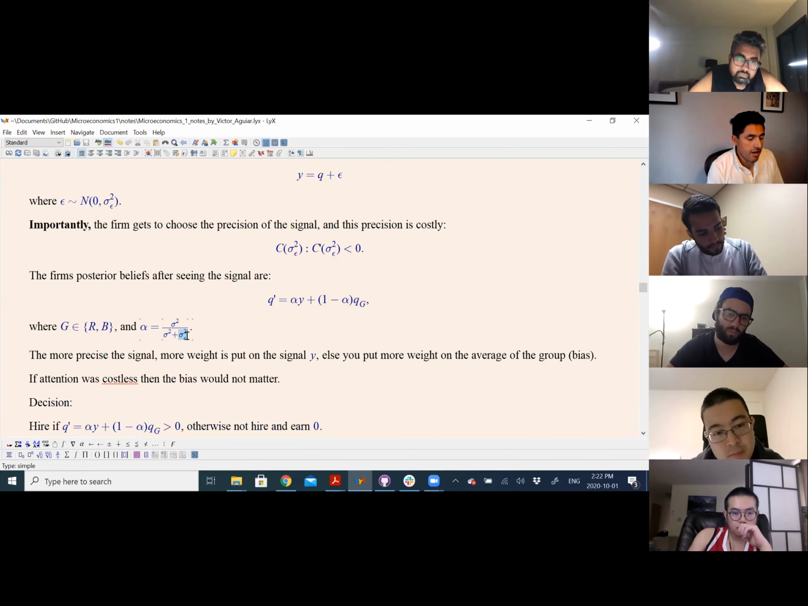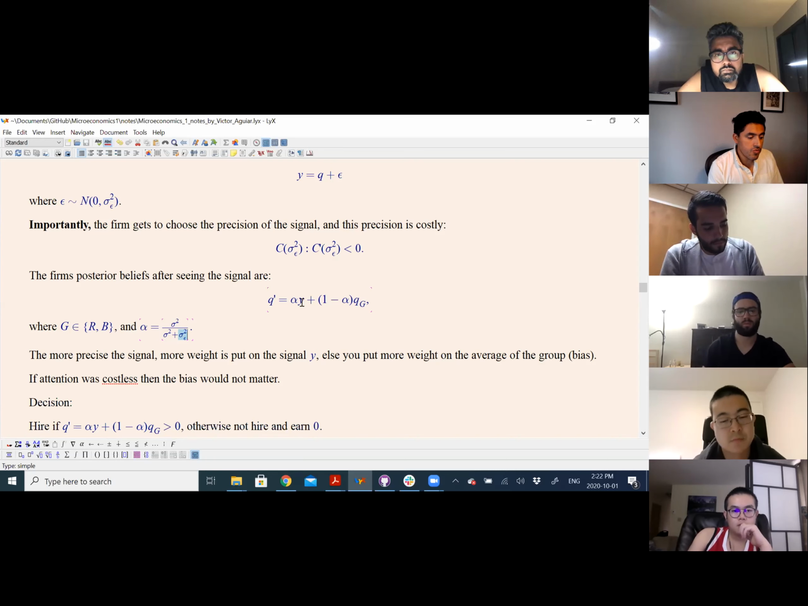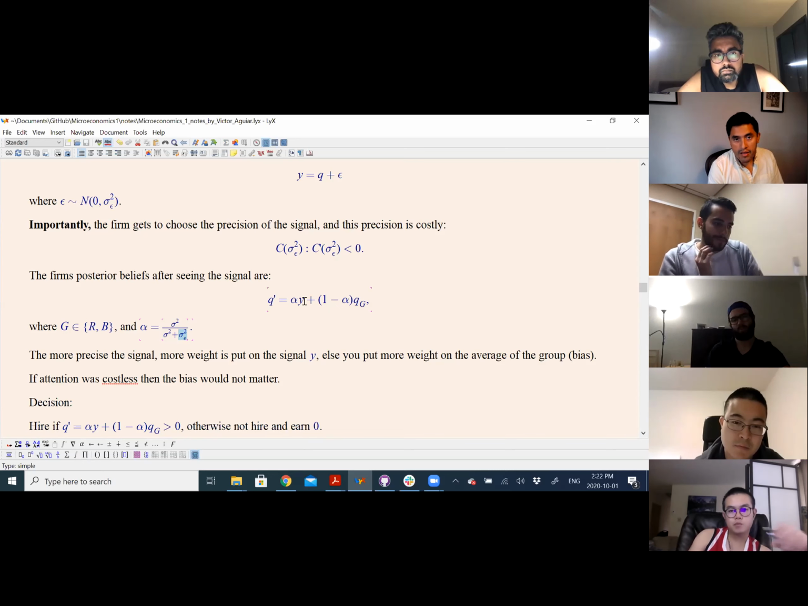If sigma epsilon is equal to 0, so you are fully precise, then what happens? This person is hired according to the actual quality, because the group mean doesn't matter and you only choose according to Y, but epsilon is 0 almost surely. So this is just your quality. You are hired or not according to your quality. If your quality is higher than 0, you're hired.